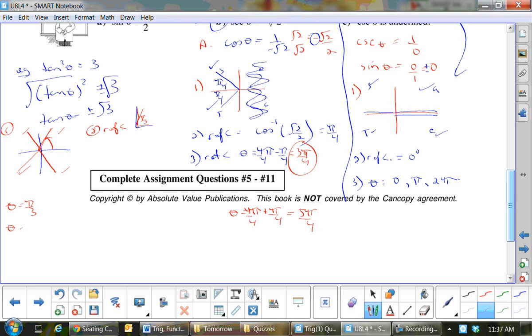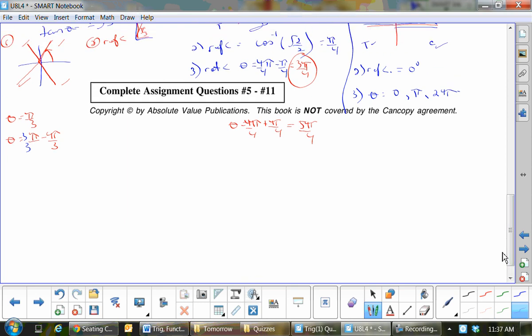How would you find the second answer? Pi minus pi over 3. Now remember, you want to make this 3 pi over 3, so you can subtract with a common denominator. And that would be 2 pi over 3, which is 4 pi over 6, right? Okay, the other one, how would I figure out the next angle? Pi plus pi over 3, and that's 4 pi over 3.